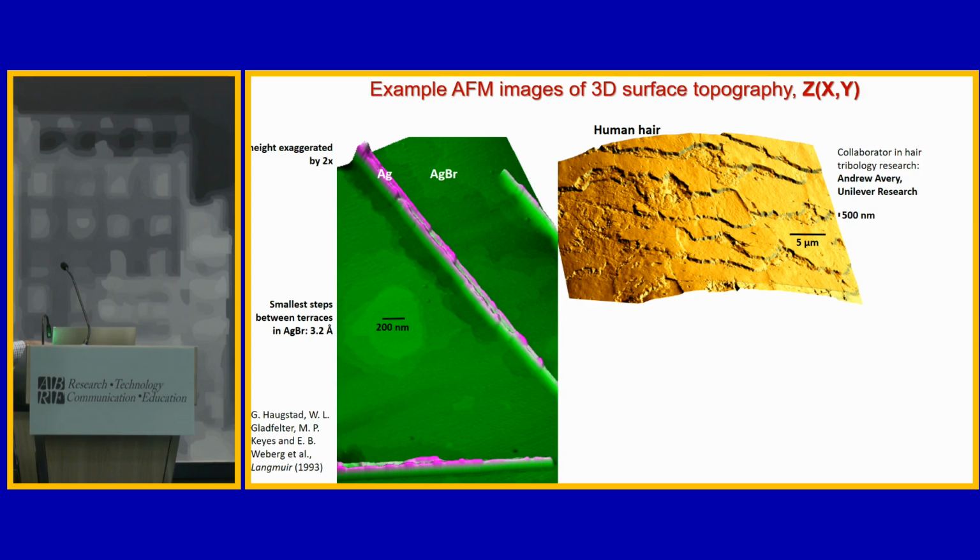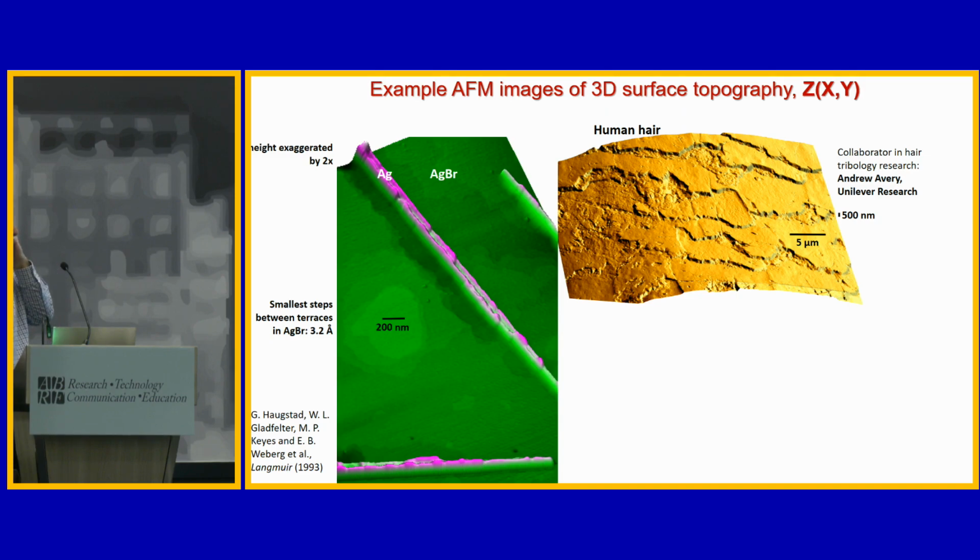These terraces here are actually 3.2 angstroms apart, so you have exquisite Z resolution down to even sub-angstrom, whereas you still have a range this way, and in this case it is even more, as much as a few microns of height.